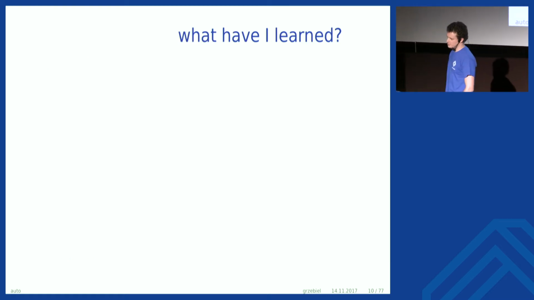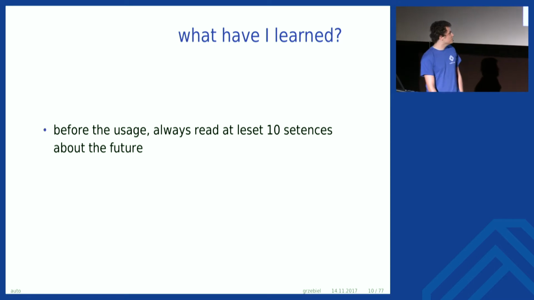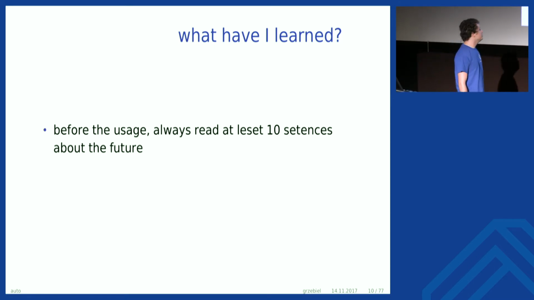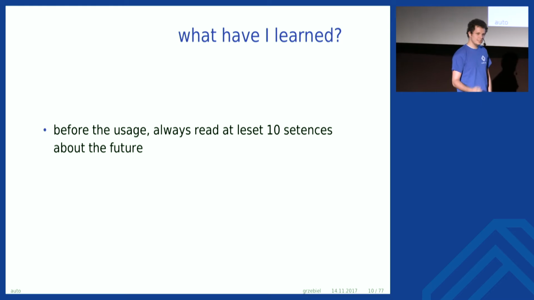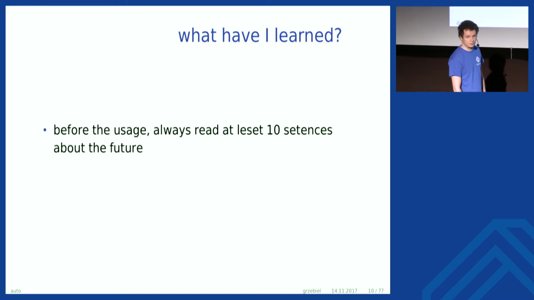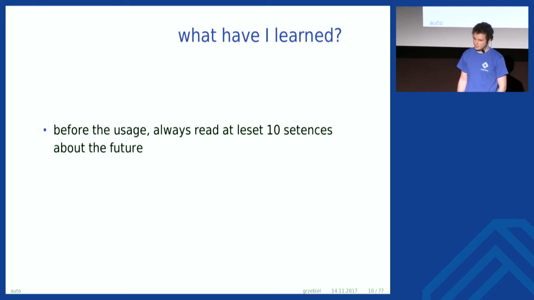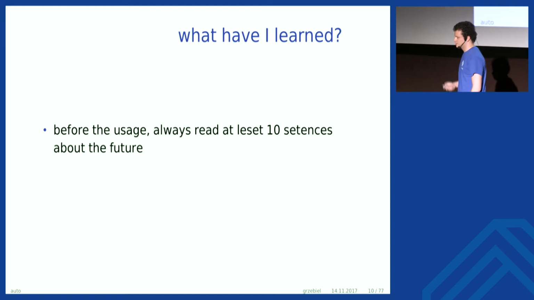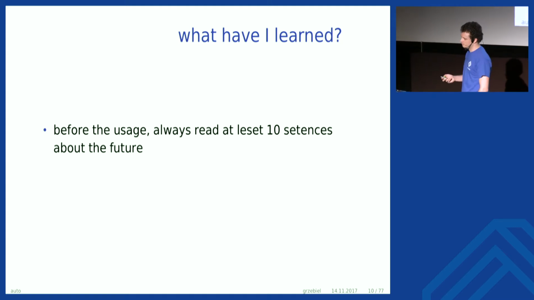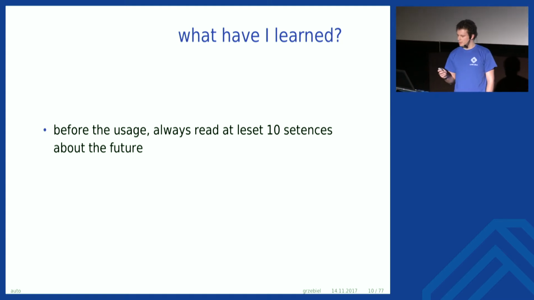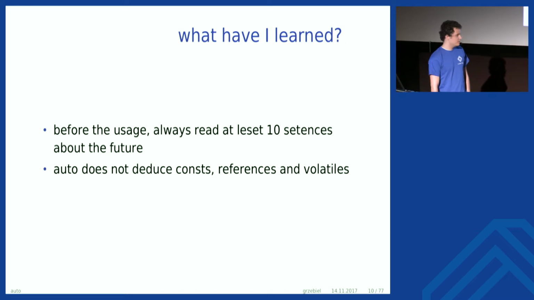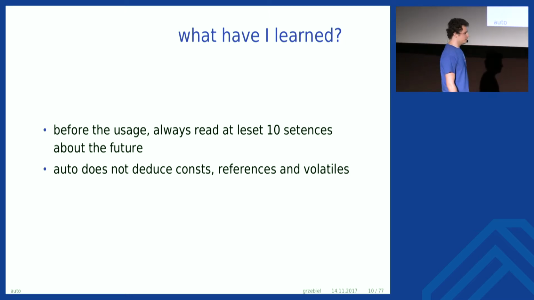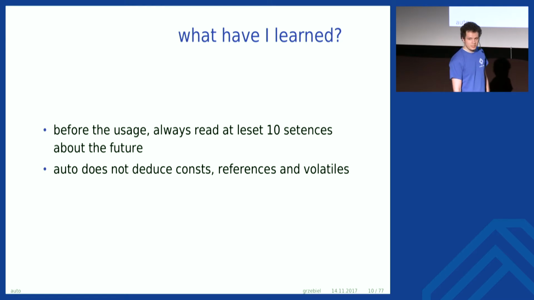And what have I learned? First of all, before usage, always read at least 10 sentences from the manual related to the feature. Okay, this is quite a nice lesson. It's a shame that I learned it so late. The second one, which I already mentioned: auto does not deduce these types. And I found this behavior a bit counterintuitive.